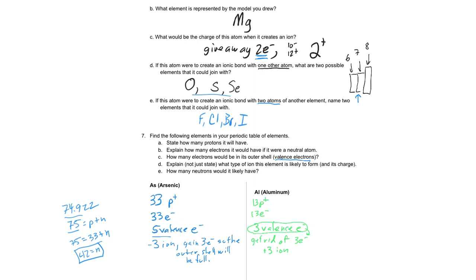All right? The last thing is, how many neutrons would it likely have? Well, when I look at aluminum, I see that it is 26.982, so that's about 27. So 27 equals the protons plus the neutrons. There are 13 protons, so 27 equals 13 plus n. Subtract, and I get 14 neutrons. Ta-da! All right, one more on this page.